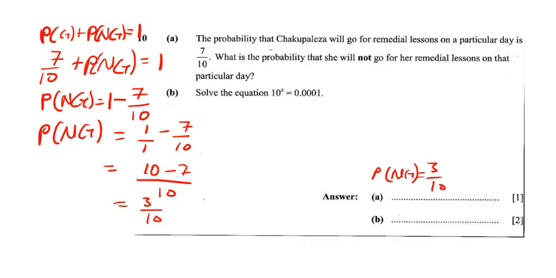Now let's come to this simple question as well. The question is saying solve the equation 10^x is equal to 0.0001. So we need to find the value of x. How can we find the value of x? By making the bases equal, so that we can cancel them.